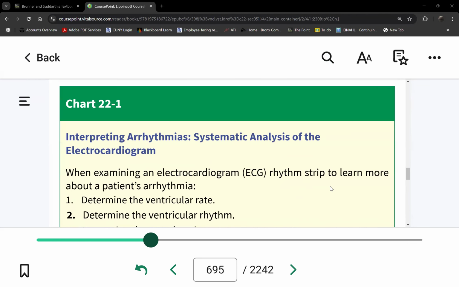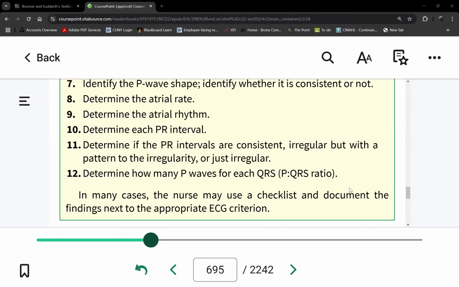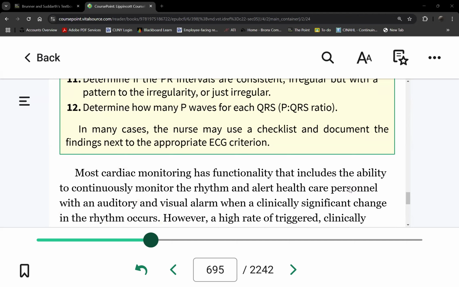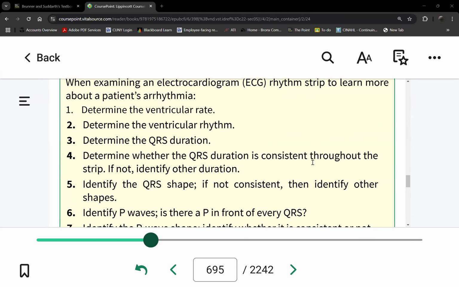Now, chart 22-1 has several steps, but in practice, really, you don't need to do all 12. So as a beginner, all I do really are 6 steps. So yes, I would look at the rate. I would count. That's the first thing I do. I'd count the heart rate.